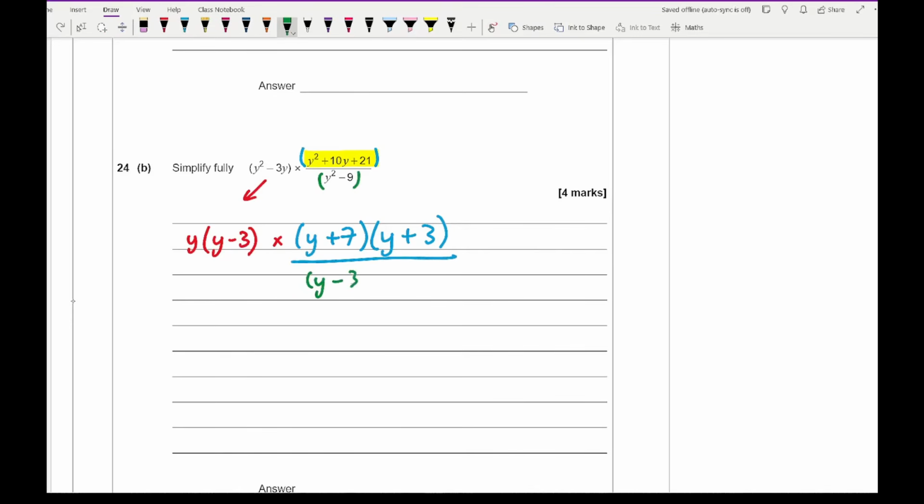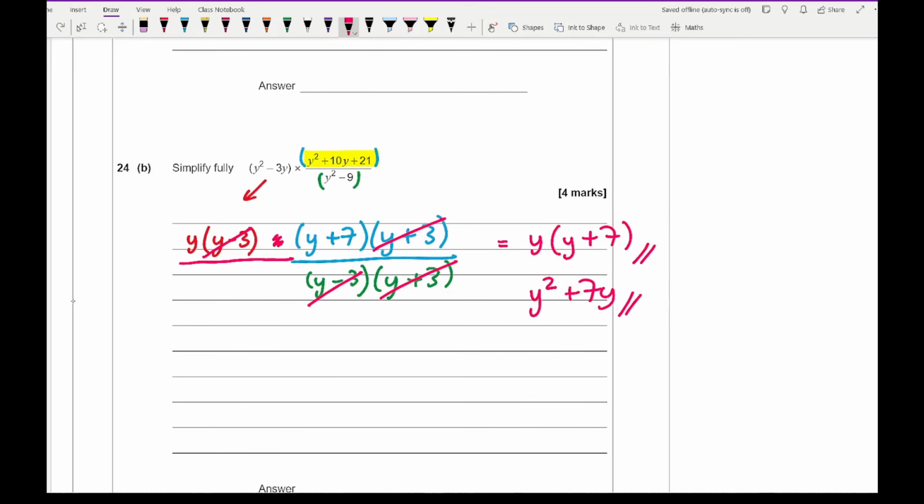So that's y minus 3, y plus 3. And then what I need to do is cancel the common brackets. So if I extend this line a little bit here, I can get rid of that minus because they're going to be joined. So I can cancel this with this, this with this. So all I'm left with is y plus 7. And I can write there's y squared plus 7y. So any of those two would be absolutely fine.